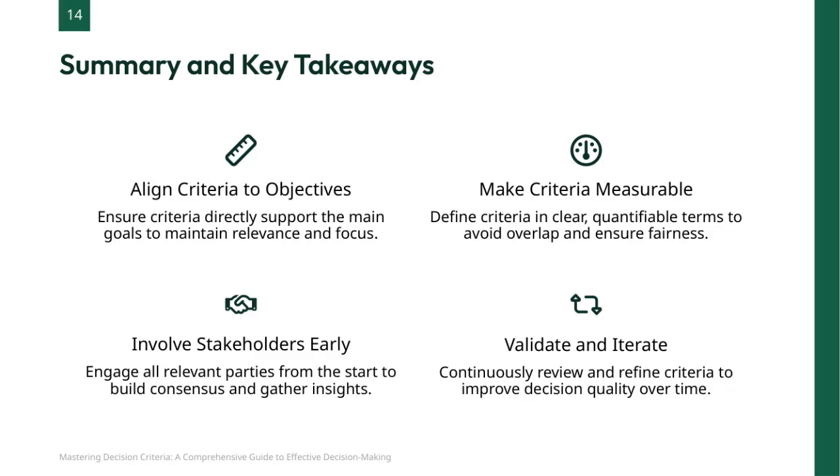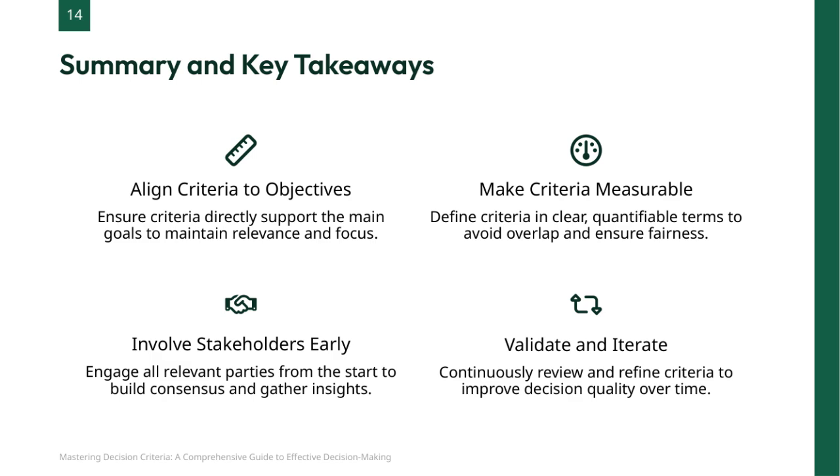To wrap up, the first key point is aligning your criteria to the objectives. It's crucial that every criterion directly supports your main goals to keep the process focused and relevant. Next, make sure your criteria are measurable. Using clear, quantifiable terms helps avoid confusion and ensures fairness across the board.